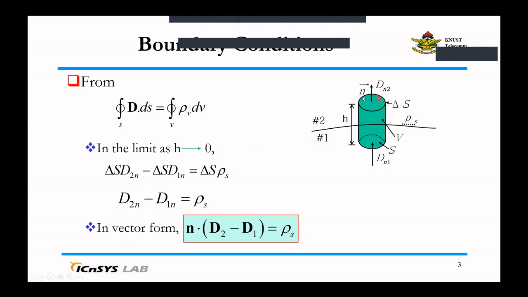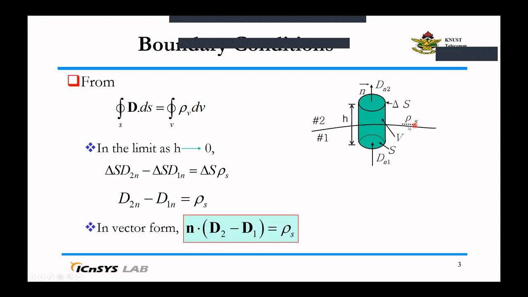Now, as we see in this diagram, this cylindrical or pillbox shape indicates that we have two media, medium 1 and medium 2. So we are looking at the electric flux density in medium 1 and the electric flux density in medium 2. For this case of the boundary condition, we resort to this Maxwell's equation, which is integral D dS equals integral rho v dv.